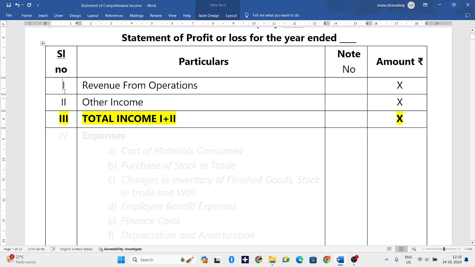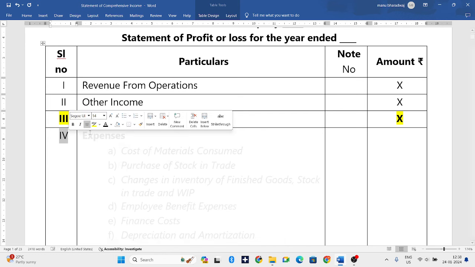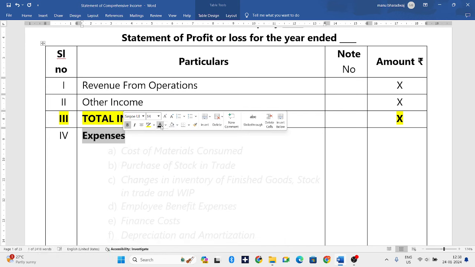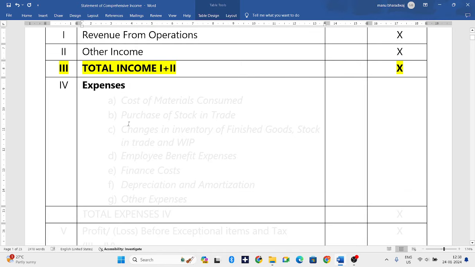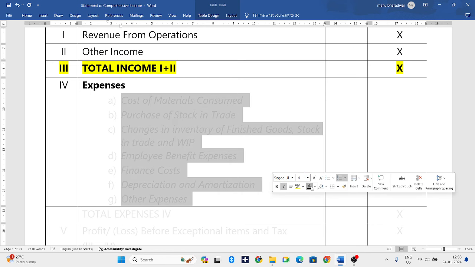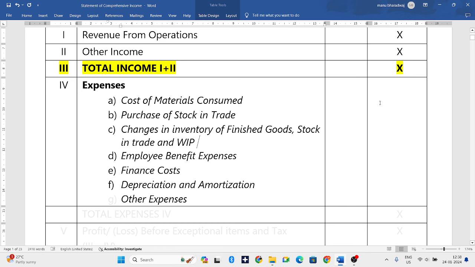So 1 plus 2. If you add these two, revenue from operations plus other income, we get total income. Once we got the total income, next we have to solve the fourth component, that is expenses. Now the expenses they have classified into 7 different types of expenses.